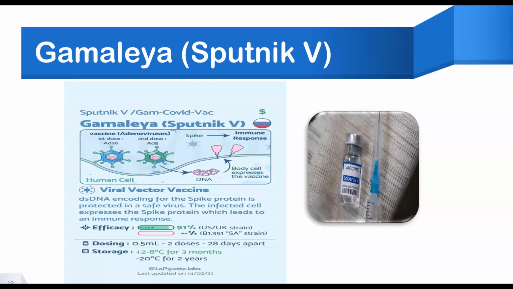Okay, this is the Gamaleya Sputnik V from Russia. The manufacturer is the Gamaleya Research Institute, and the research name is Gam-COVID-Vac. They're using a non-replicating viral vector, so it's still a viral vector, and it's still administered through IM. The efficacy is 91% against the UK and US strain.